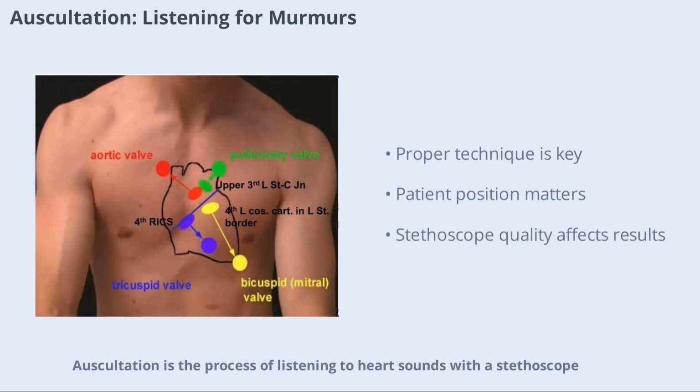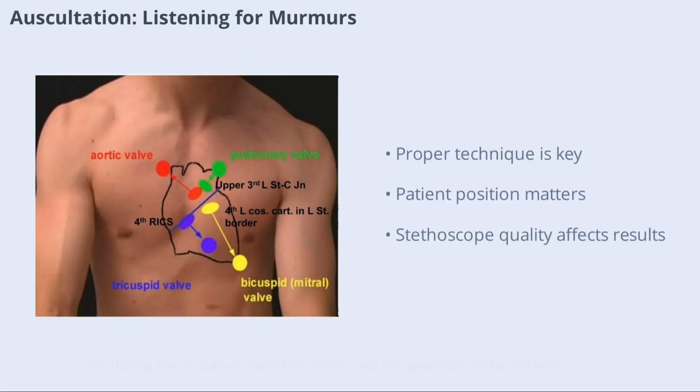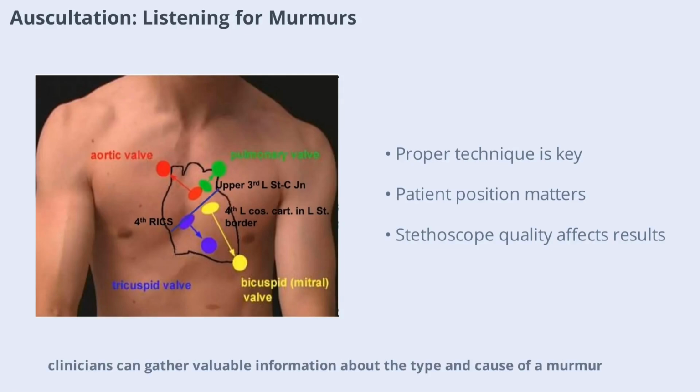Auscultation is the process of listening to heart sounds with a stethoscope. The quality of auscultation depends on several factors, including the distance from the chest wall, the position of the patient, underlying tissues, and the quality of the stethoscope. Proper technique is essential for accurately identifying and characterizing murmurs. By carefully listening at specific locations on the chest, clinicians can gather valuable information about the type and cause of a murmur.